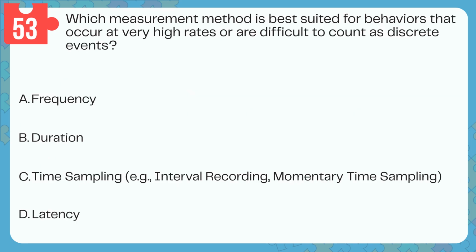Question 53. Which measurement method is best suited for behaviors that occur at very high rates or are difficult to count as discrete events? A. Frequency. B. Duration. C. Time sampling, for example interval recording, momentary time sampling. D. Latency.